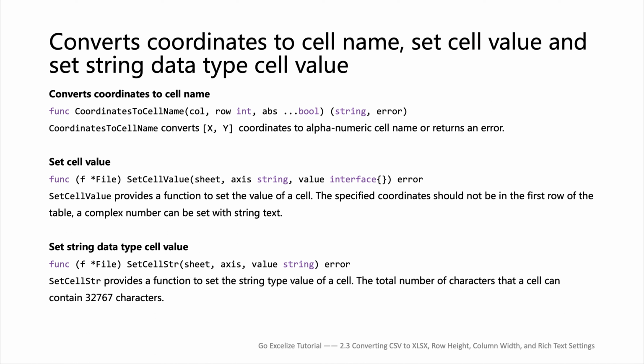If we need to set the cell's value with multiple data types, we can use the SetCellValue function. If all the cells' data type is string, we can use SetCellStr to set the string type value of the cell.